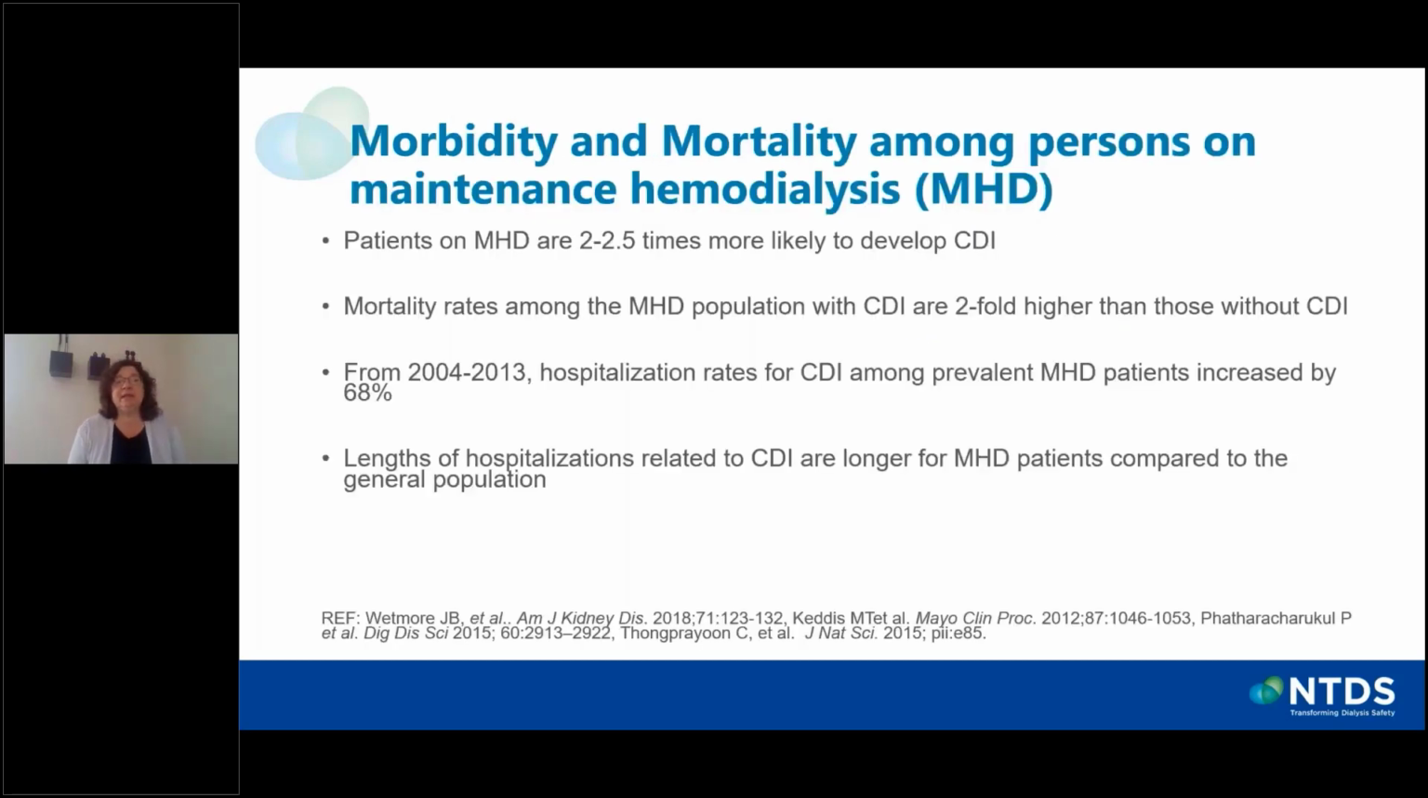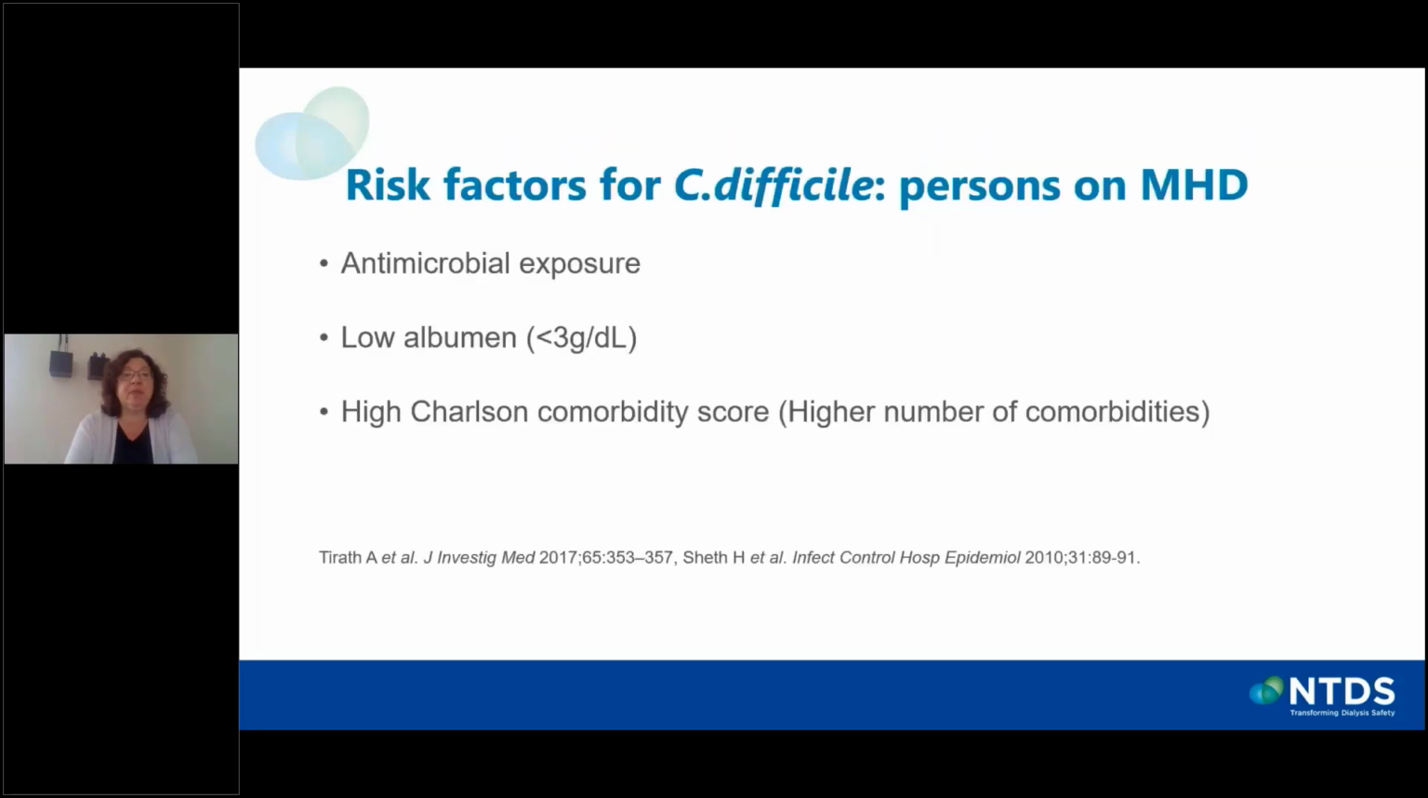So now talking specifically about patients who require maintenance hemodialysis, MHD. These patients are 2 to 2.5 times more likely to develop C-DIFF compared to patients who are not on MHD. Mortality rates among MHD patients with C-DIFF are twofold higher than those without C-DIFF. And from 2004-2013, hospitalization rates from C-DIFF among MHD patients increased by 68%, a startling percentage. And the lengths of hospitalization related to C-DIFF are much longer for MHD patients compared to the general population.